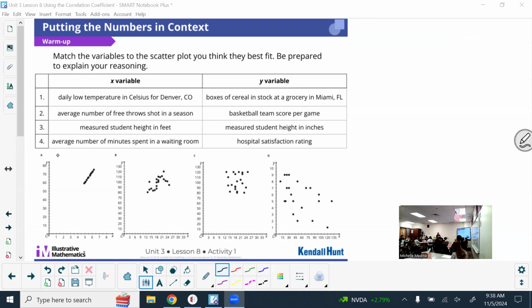Okay, we're saying A goes with row 1. So if that is true, first of all, let's look at scatter plot A. Based on what we talked about yesterday, would you say that this is a strong or a weak relationship?